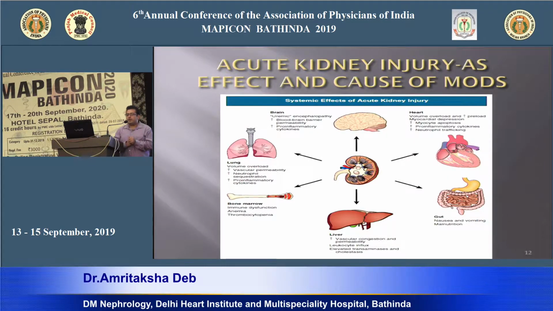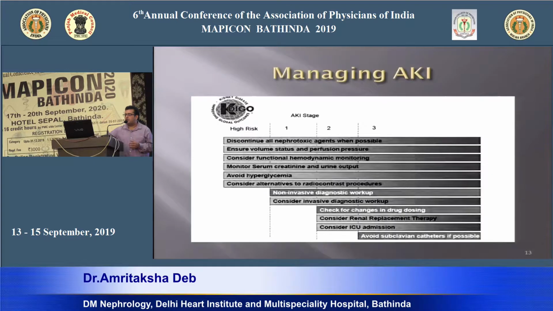The other important factor to understand is acute kidney injury is not only the effect, but it is also the cause of multi-organ dysfunction. So once you have the kidney failing, it will affect the brain, it will affect the lungs, it will affect the bone marrow, it will affect the heart as well as the liver. So it works both ways. These diseases can lead to kidney injury, and kidney injury can further perpetuate multi-organ dysfunction that occurs.